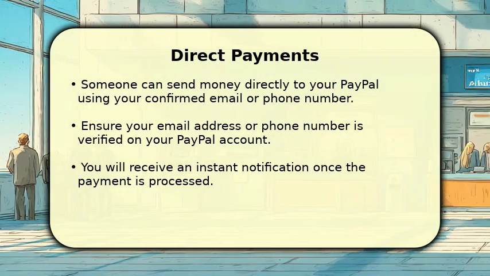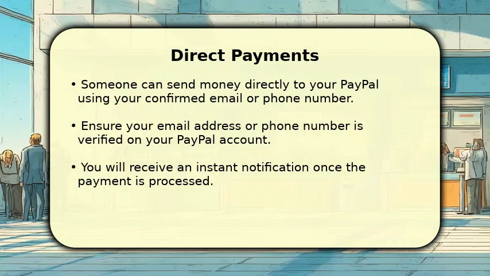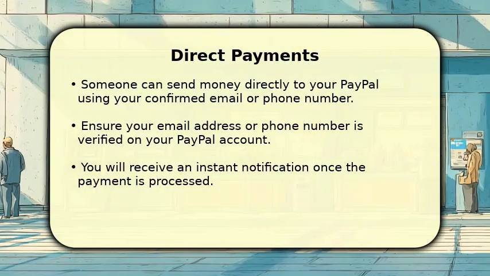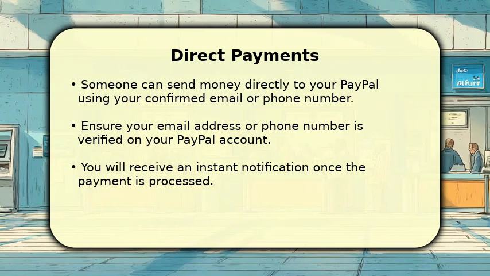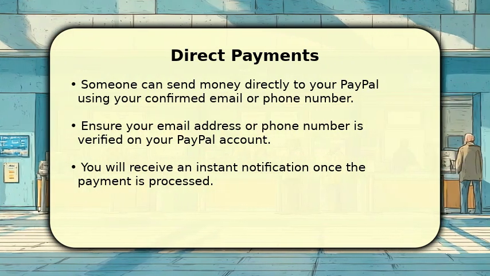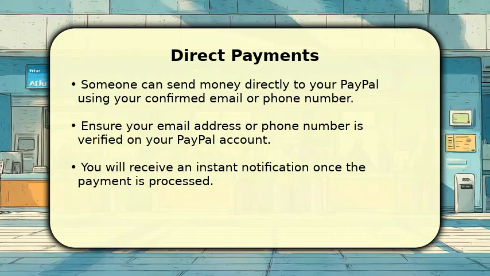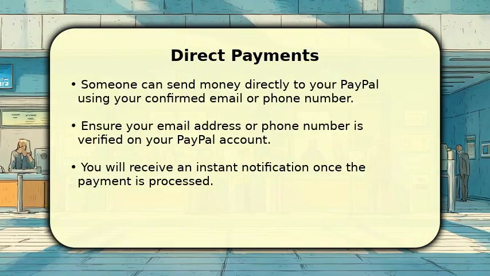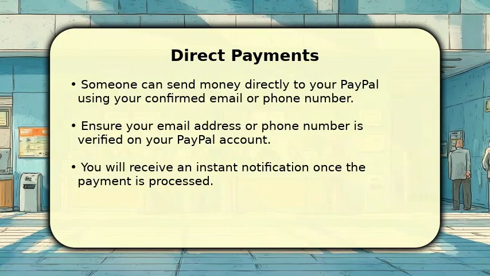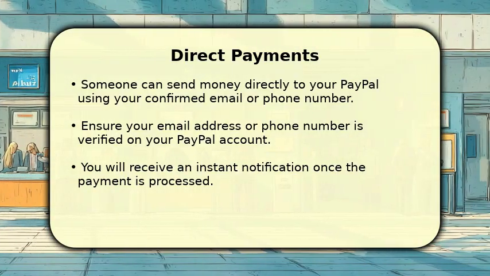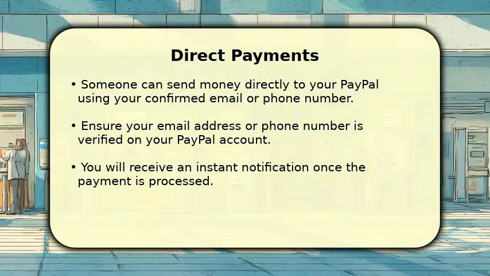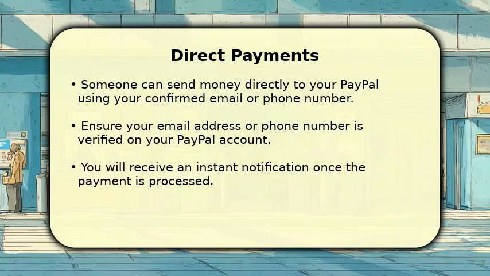Alternatively, someone can send money directly to your PayPal account using your confirmed email address or phone number. They simply log into their PayPal, select Send, and input your details along with the amount. You will receive an instant notification once the payment is processed. This direct transfer is often used for quick, person-to-person transactions and is usually completed within seconds, making it very convenient.